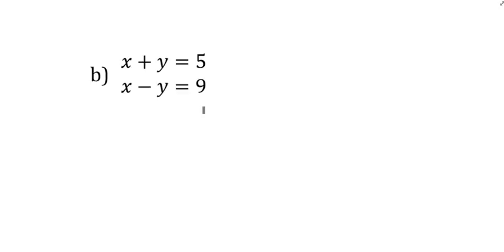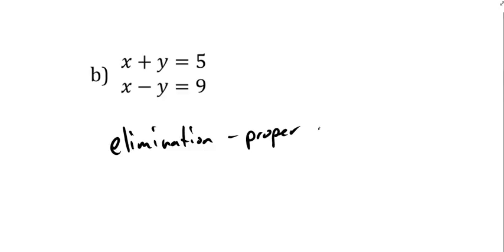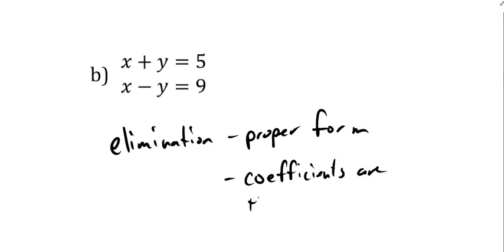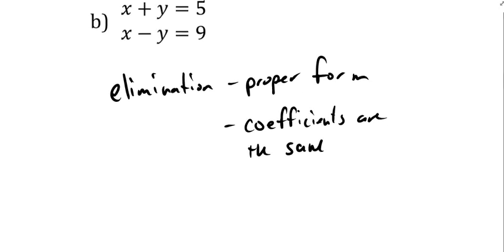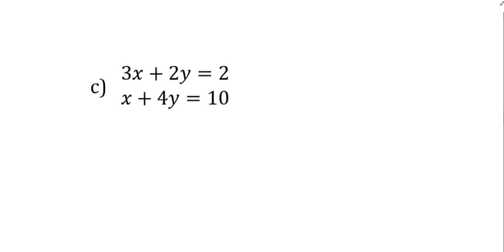That has to be set up that way. If it wasn't set up, you'd have to put it in that form, or it wouldn't work. So this one looks like it's set up for elimination because it's in the proper form. And the x's have the same coefficients and the y's have the same coefficients. Okay, good. Let's take a look at C.